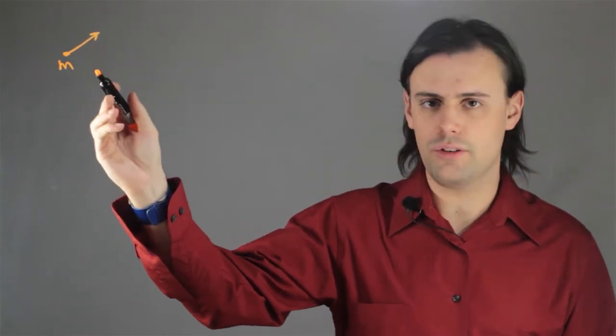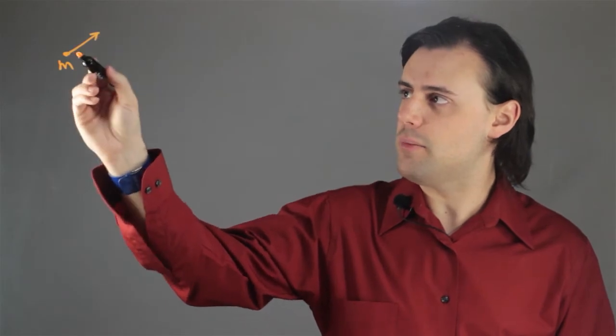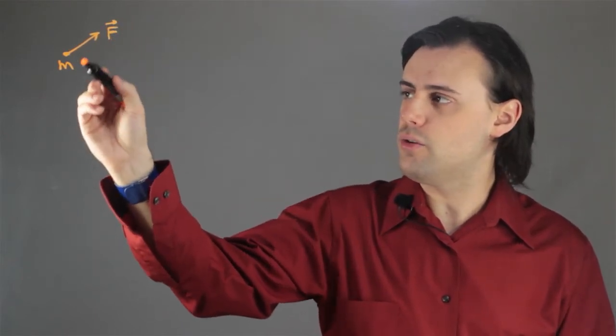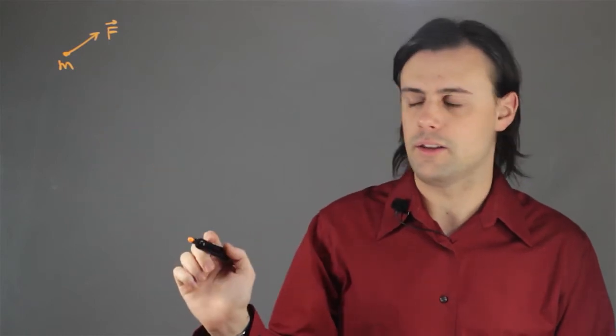So, if we have a point mass represented by this dot, and there is some net resultant force that is not equal to 0, it's represented by an arrow indicating direction, and it has some size, some magnitude. This implies that the total forces on this object are not balanced.